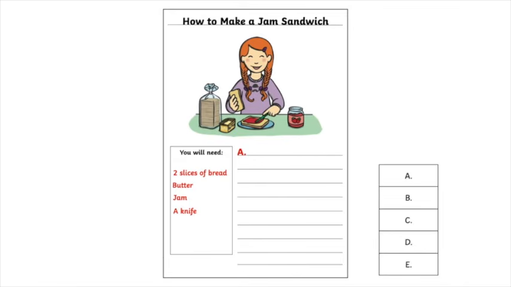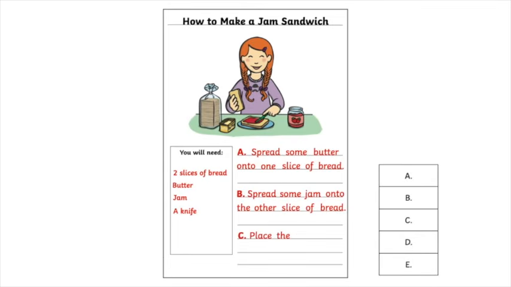Step A. Spread some butter onto 1 slice of bread. Step B. Spread some jam onto the other slice of bread. Step C. Place the other slice on top. So you can see the instructions for how to make a jam sandwich are quite short, aren't they? We only used 3 instructions, A, B, and C.